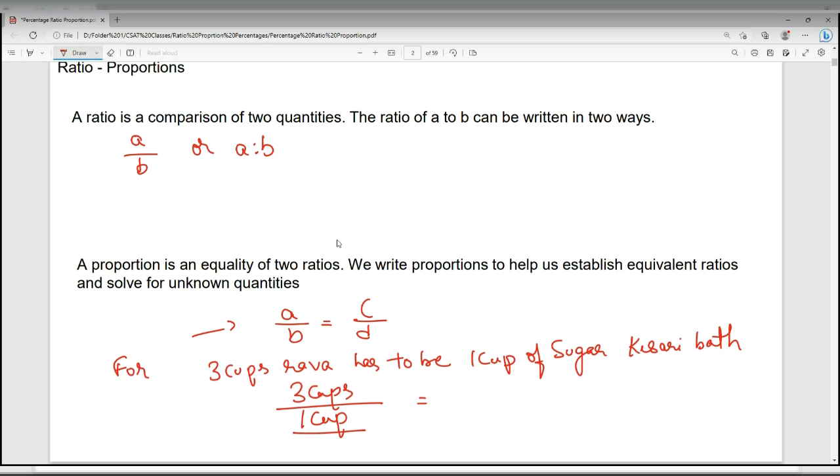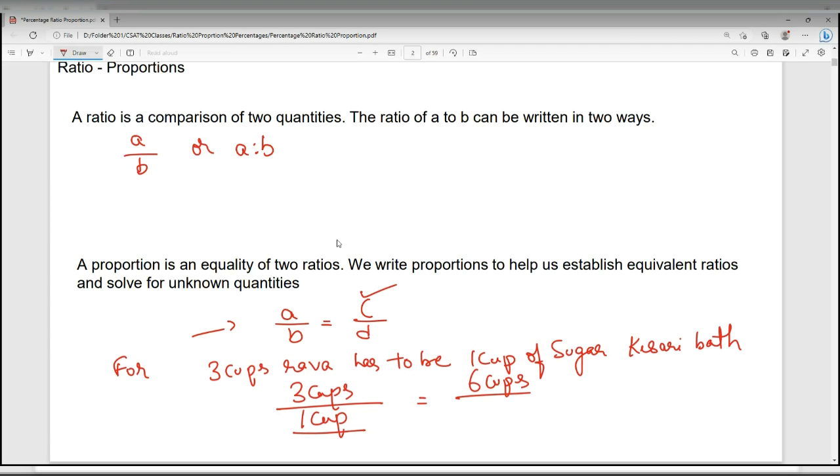So for example, if someone is using 6 cups of rava, then to calculate the number of cups of sugar that we have to use, we would calculate that using the ratios. So this is a normal way of using ratio proportions. And we'll be covering these concepts again when we are solving questions.